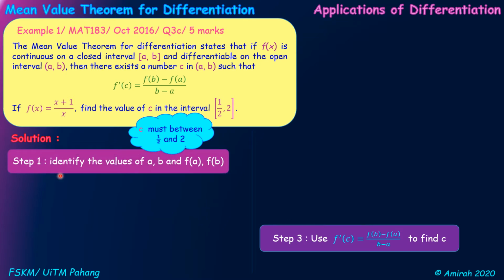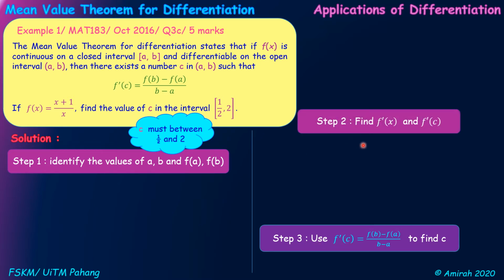So step 1, identify the values of a, b and f(a), f(b). And then from this formula also, we need to find f prime(c). So the second step, we need to find f prime(c). To find f prime(c), first we need to find f prime(x). To find the values of a and b, a equals the beginning of the interval, we can compare here, so our a equals 1/2. b equals the end of the interval, so our b equals 2.